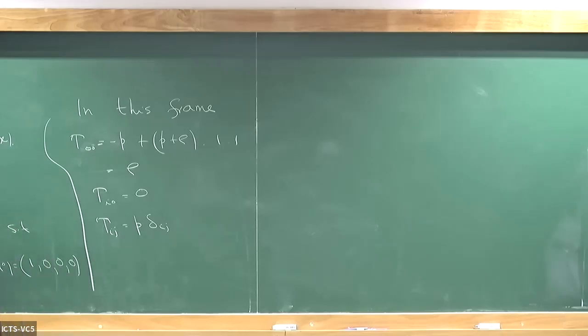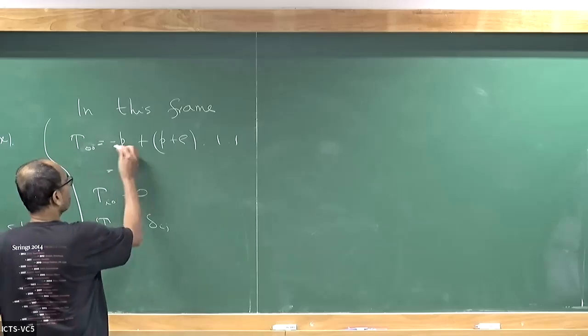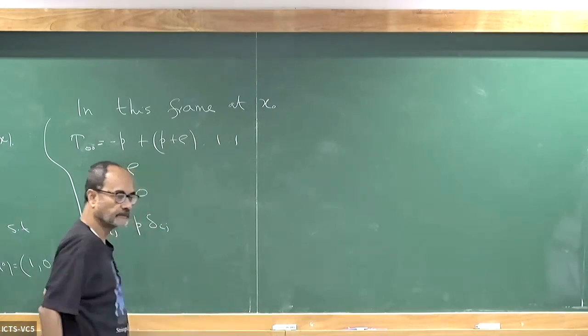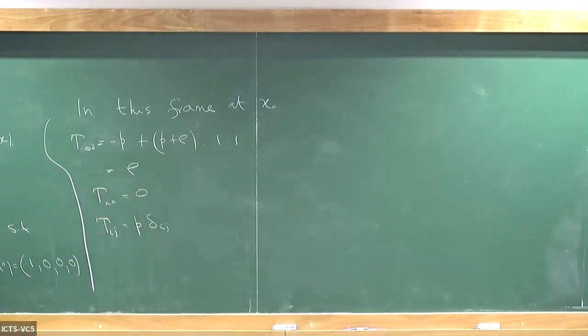The energy momentum tensor that you have written is all at x naught only, right? It's not away from x naught. This is a general postulate. No, I'm talking about the right column, T00 equal to rho at x naught. Sorry, somebody had a question? Okay, yes, so these are all at x naught.